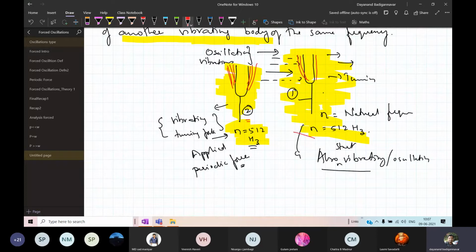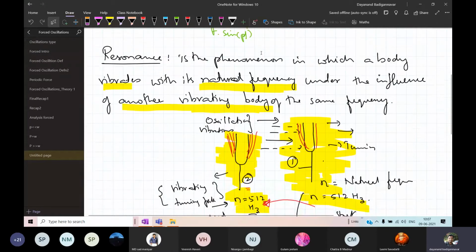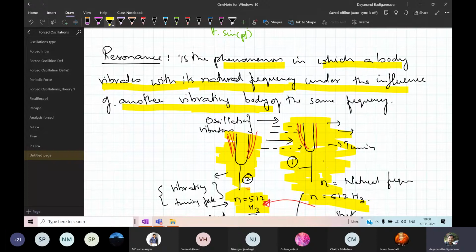Look at the frequency of vibration. It is the same. Such a phenomenon we call resonance. Read the statement again. Resonance is the phenomenon in which a body vibrates with its natural frequency under the influence of another vibrating body of the same frequency. This is called resonance.